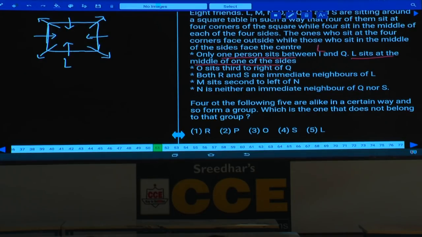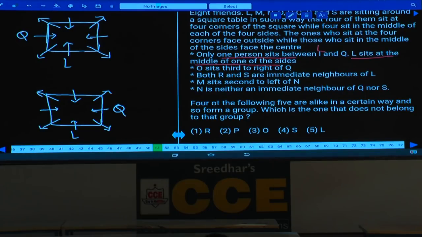Only one person between L and Q, tell me how many possibilities do we have? We have two possibilities. Because this Q can be either to the left hand side of L or the right hand side of L. 1, 2, 3, 4 and 5, 6, 7, 8. Now these 4 persons are away and these 4 persons are facing towards the center. Then, if L is here, then Q will be here. Only one person between L and Q.